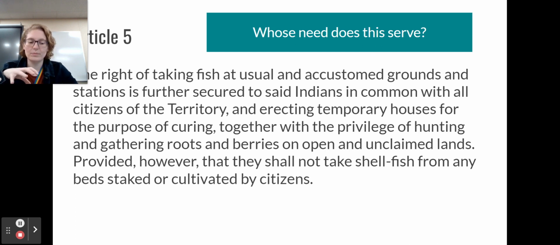This is part of what makes it like between two sovereign nations, is that they were reserving this right that they've had since time immemorial, which means like forever, to be able to continue fishing where they always have.